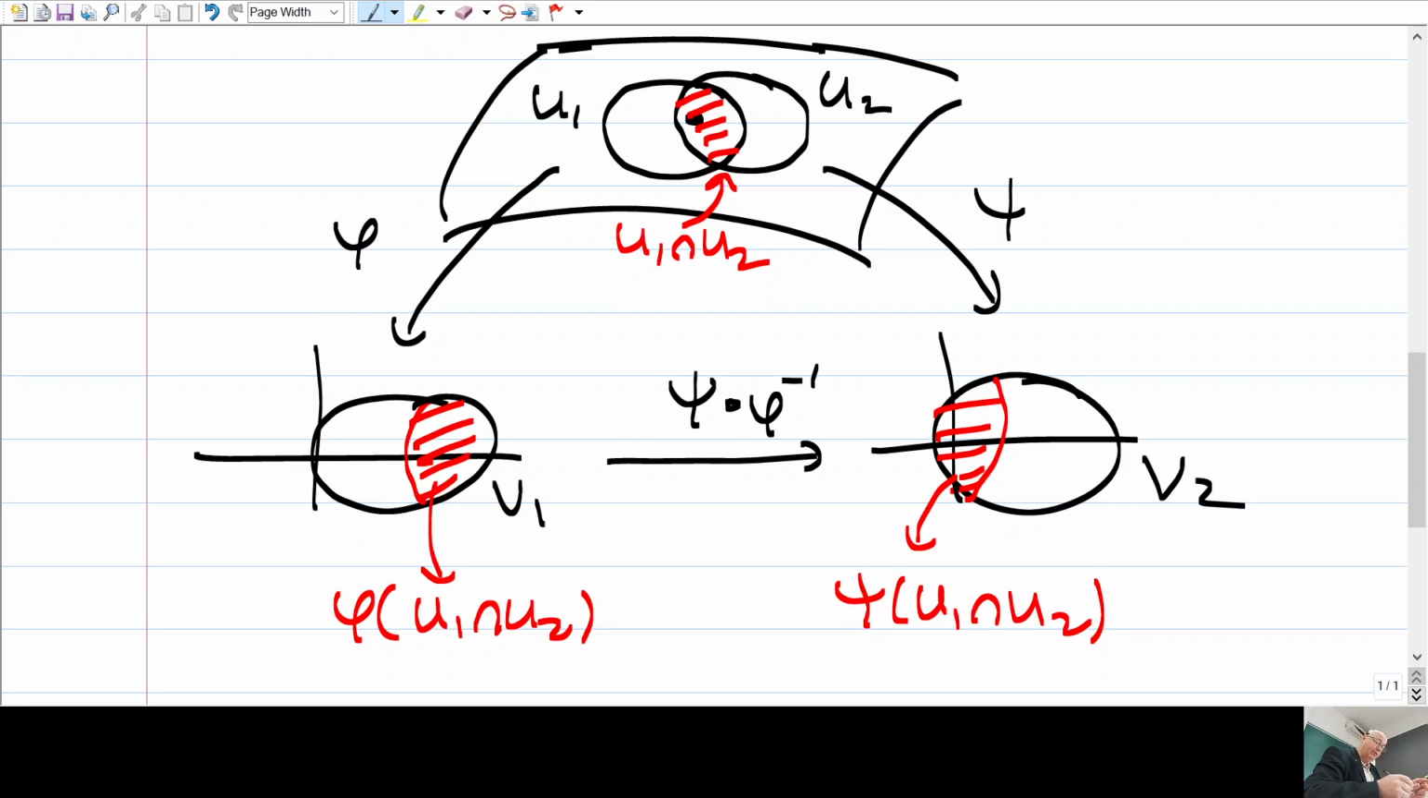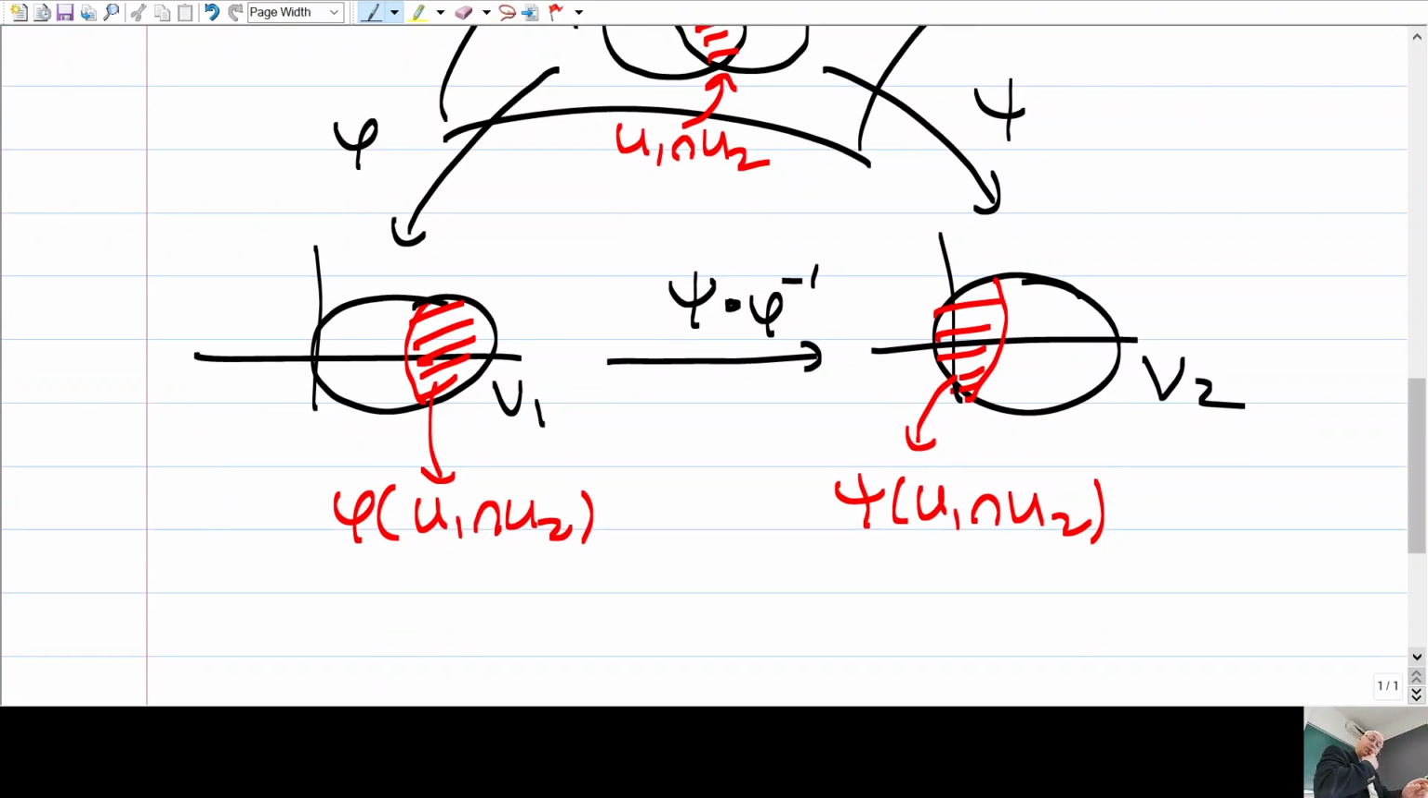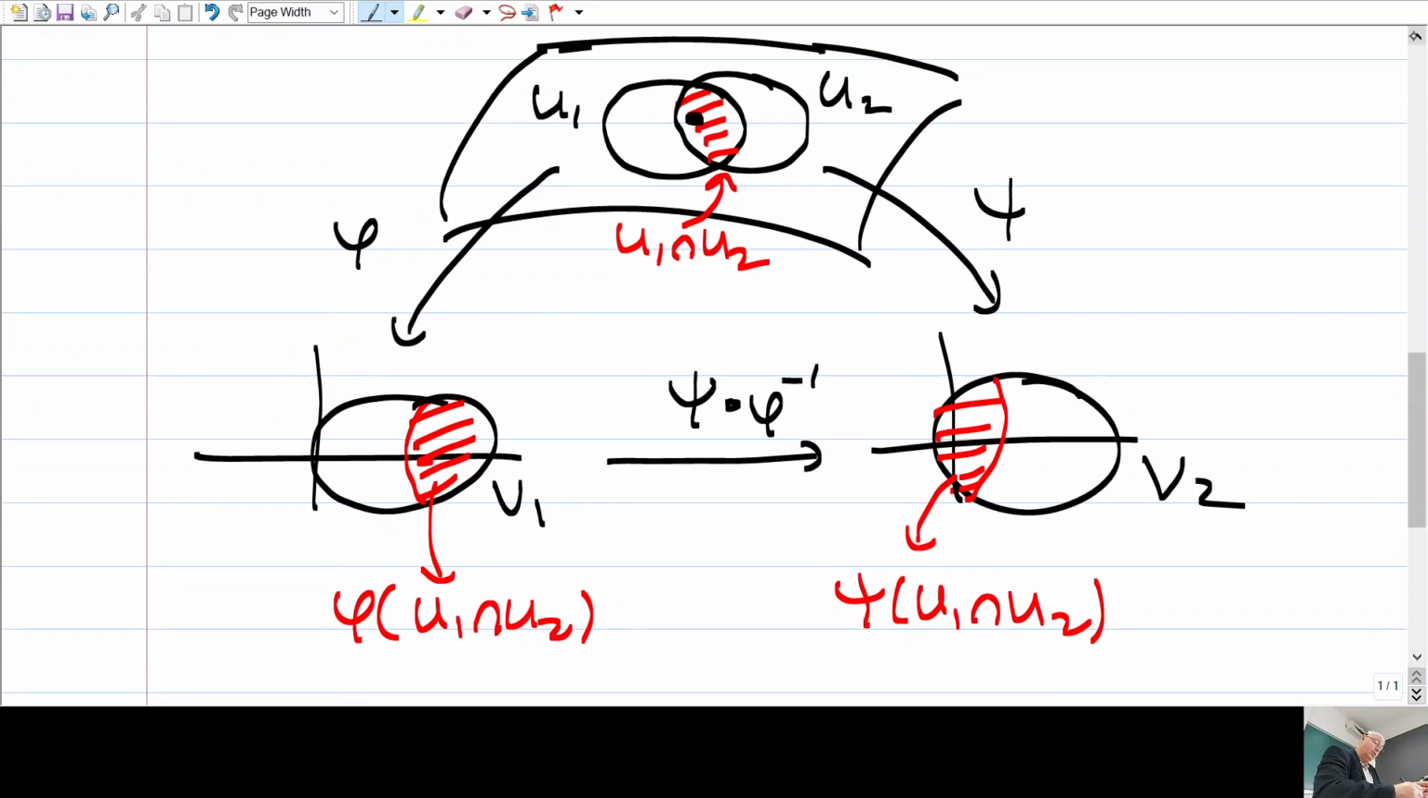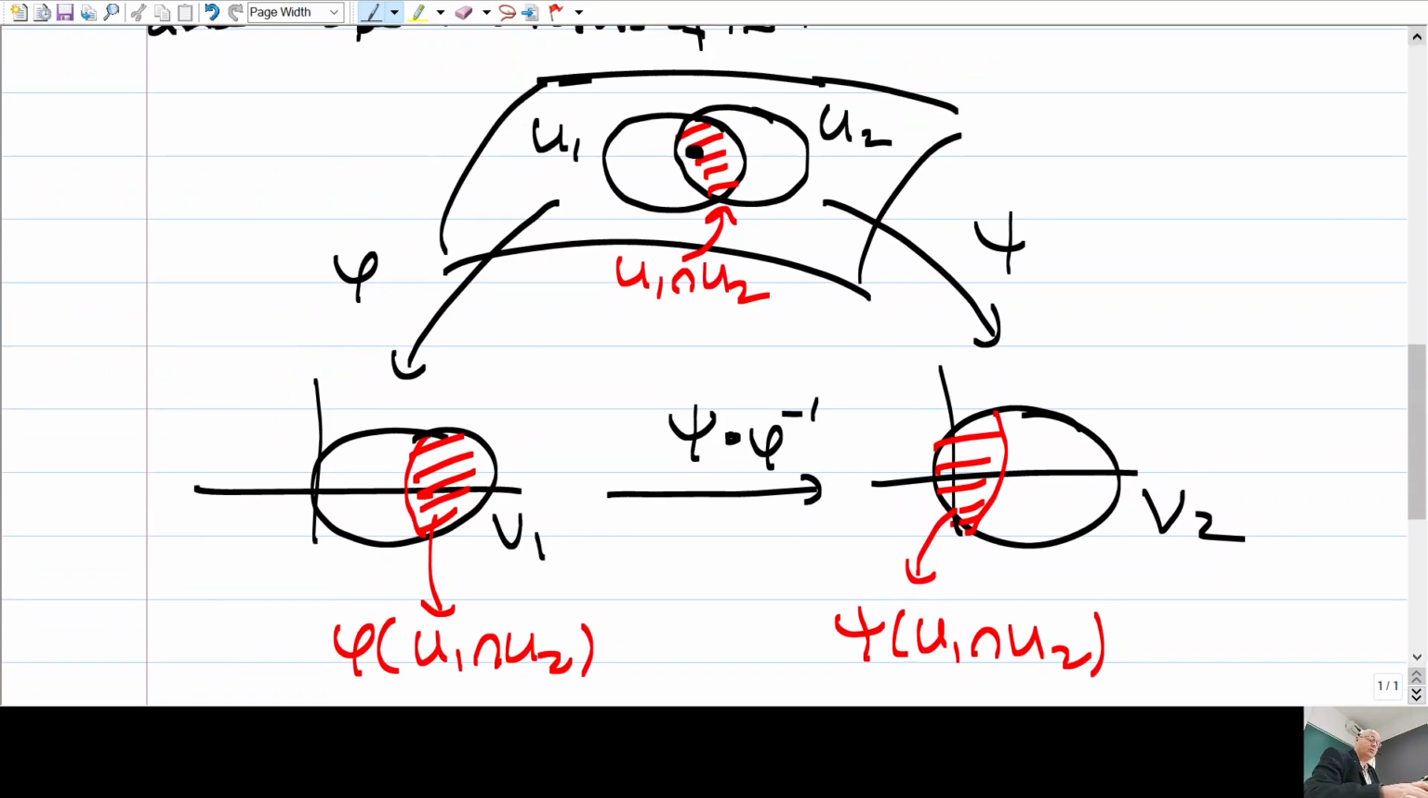Okay, so whenever you have two coordinate systems or charts, this composition will be a homeomorphism from an open subset of Rn onto an open subset of Rn.